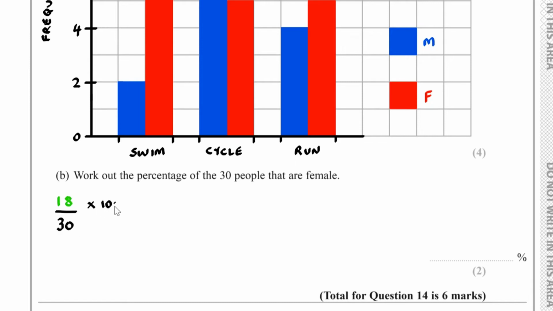multiplied by 100. Now let's see if we can simplify this. 18 over 30, well, if I rewrite this denominator so it's out of 10, I need to divide the 18 by 3 to get 6 out of 10. And then I times this by 100, leaving me with 60%.